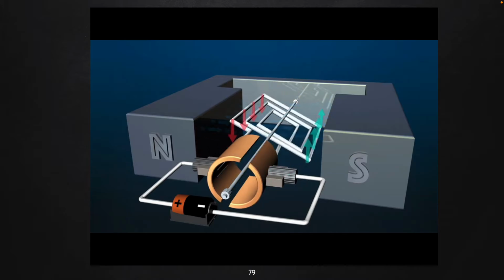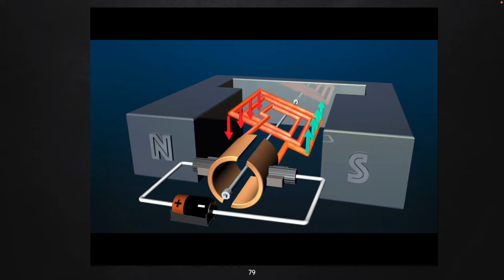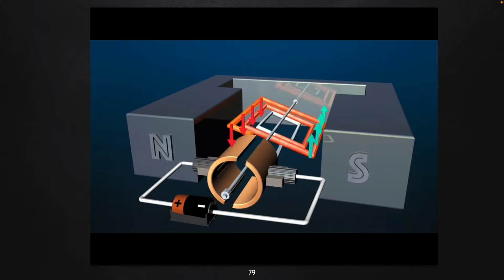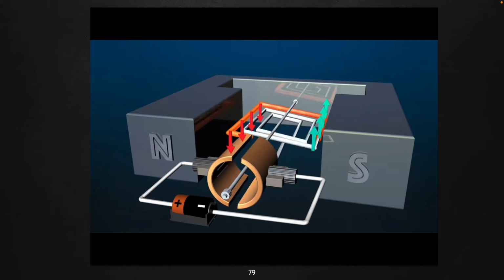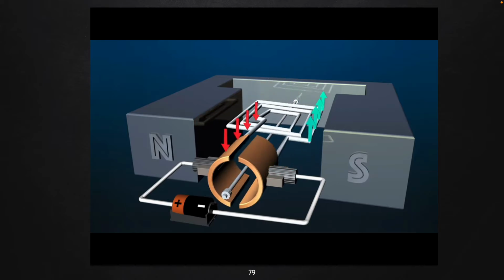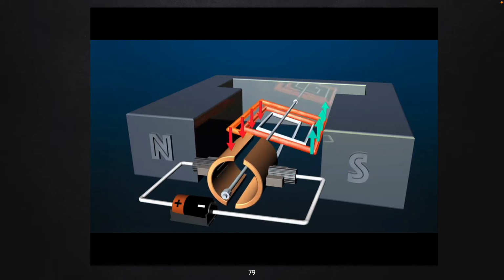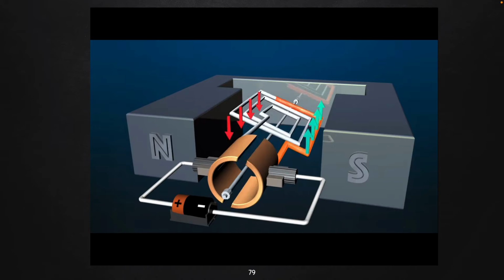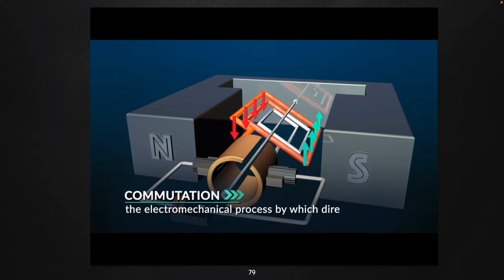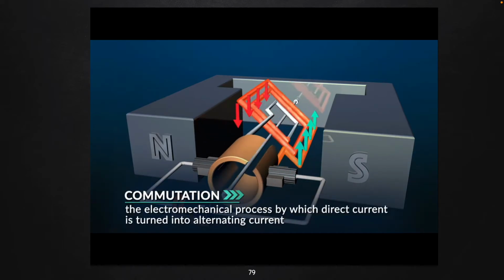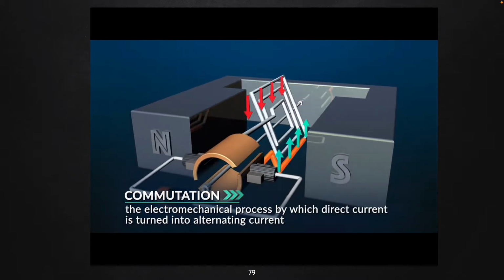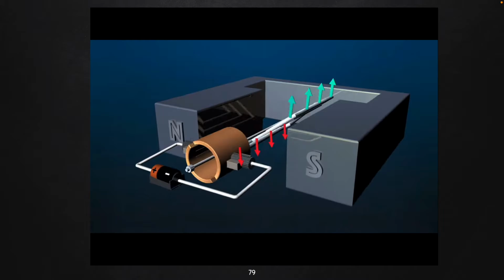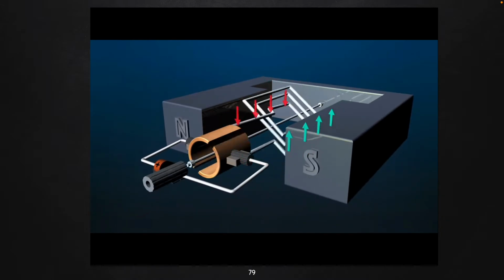When the rotor has made half a turn, the current begins to flow in the opposite direction, because the commutator is now touching the opposite side of the battery. This electromechanical process, by which direct current is turned into alternating current, is known as commutation. That reversal of current causes the magnetic force acting on the rotor to reverse direction. When it reverses, it makes the rotor spin.